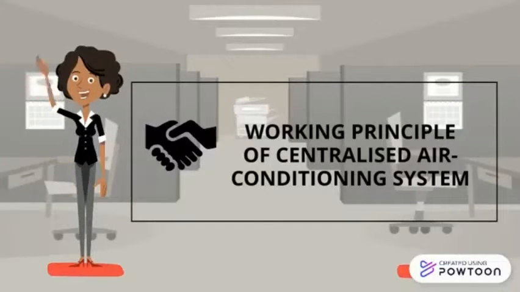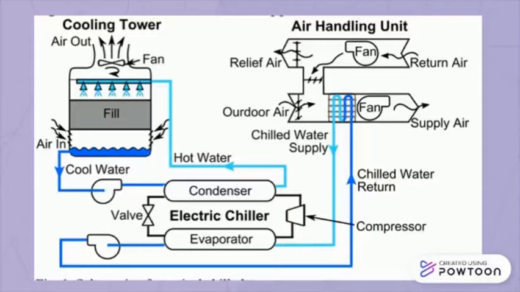I'm going to present the working principle of the centralized air conditioning system. In an office building, central air conditioning chilled water systems are commonly used. This system consists of chiller, chilled water pump, condenser water pump, cooling tower, and air handling unit. The chiller is the section of the system where an exchange of heat occurs between the water that goes to the building and the evaporator.